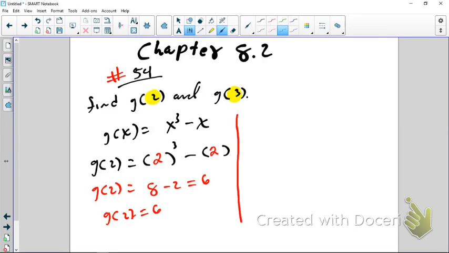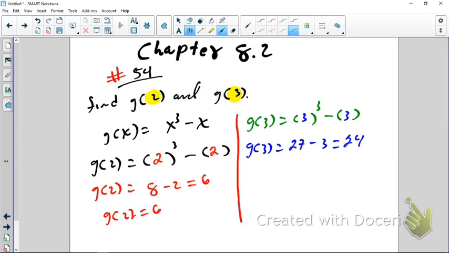The same thing when we have a g of 3. I take g of 3 and substitute into the given function. And I see g of 3 is equal to 3 to the third power minus 3. That's 3 times 3 times 3. That would put us at 27. 27 minus 3 will give us 24. So when I put in 3, my output is going to be 24.